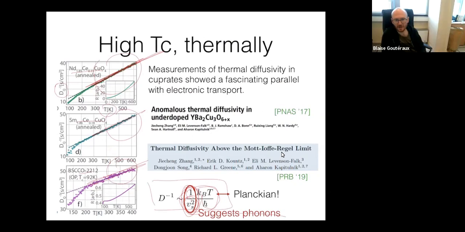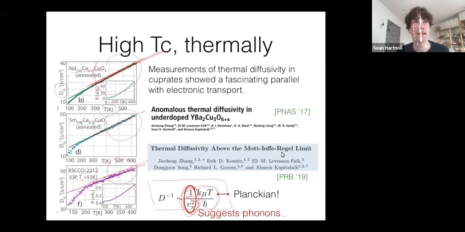But I imagine that there's an order of magnitude difference between that sound speed and the Fermi velocity. At least, and it's squared, right? So yeah, definitely. So right. Hang on, let me get this right.